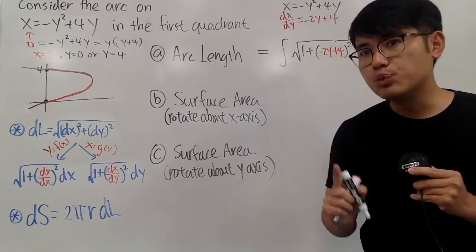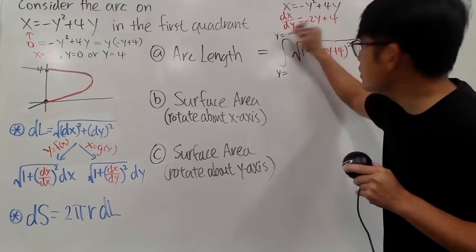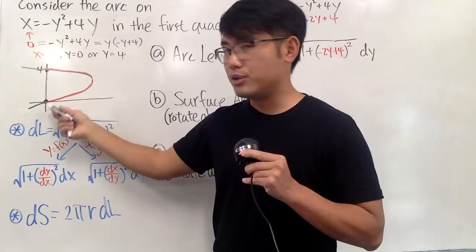And because we are in the y world, we have to look for the y values going from where to where. Well, we did it. Starting from here up to here, from 0 to 4. So that's nice. And we are done.